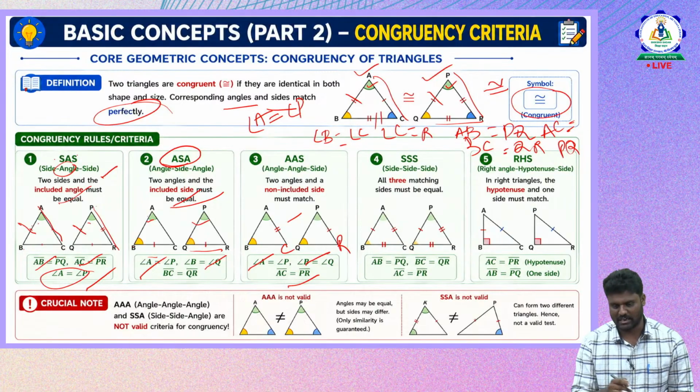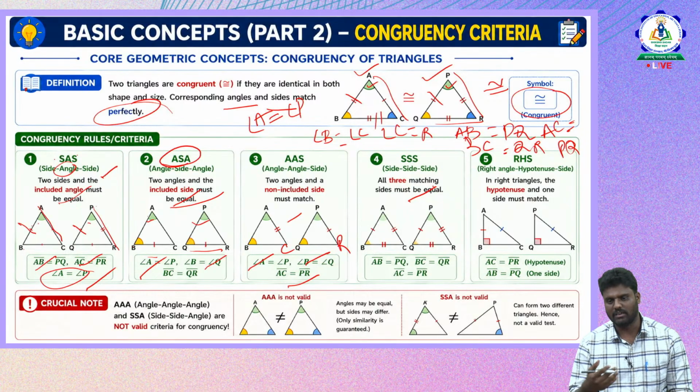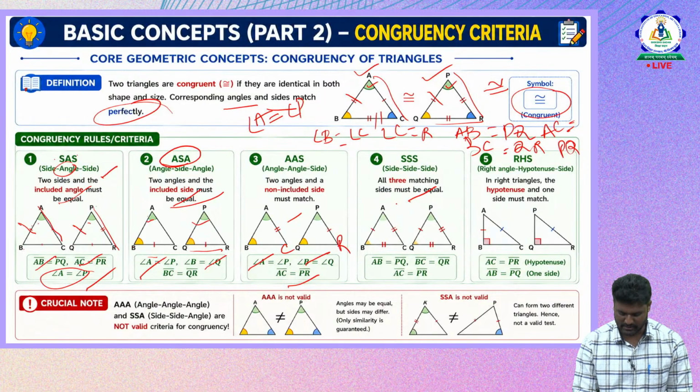Similarly, another property is side-side-side, where all three sides are matching, all three sides must be equal. Let us look at triangle ABC and triangle PQR, where AB is equal to PQ. The side AB is congruent to the side PQ, so whatever the length AB has, the same size PQ will also have. Similarly, the length of BC is congruent to QR, so the length of BC is also equal to QR.